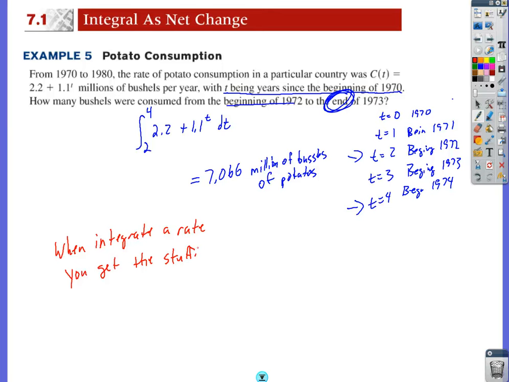And the reason it's important to know is that in this test you guys are going to take, you're only going to have two options. Either you're going to take a derivative or you're going to take an integral. And you need to know which one to take. If they're asking for a rate, probably take a derivative. If they're asking for the stuff, probably integrate.